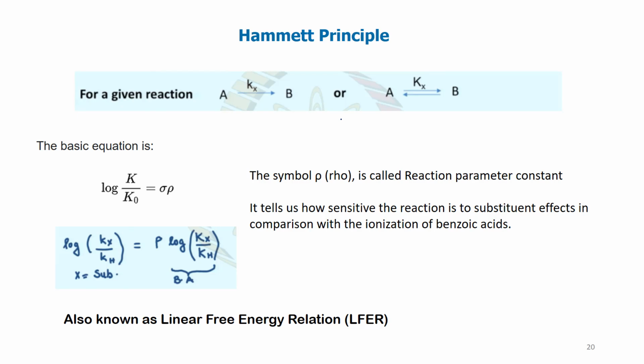Now, Hammett performed all these previous reactions just for benzoic acid, different types of substituted benzoic acid. Now, if we want to apply this Hammett equation to an unknown reaction, whose mechanism is not known, suppose a given reaction A to B, or A in equilibrium with B. So the basic equation Hammett postulated is log K by K0, or also Kx.